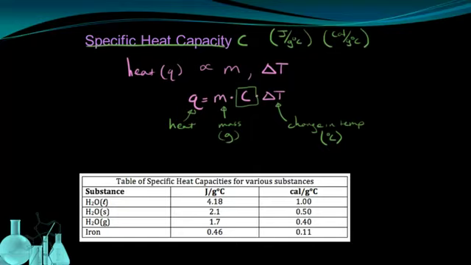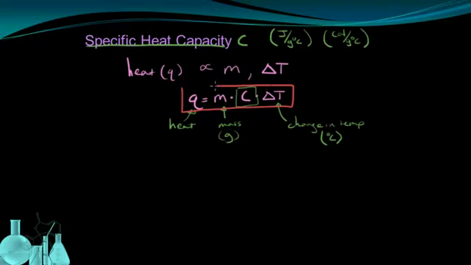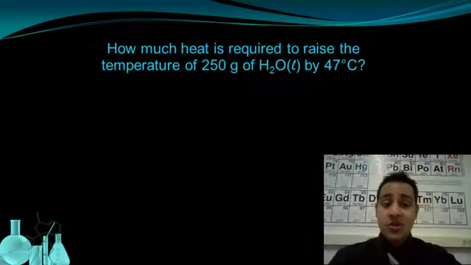It's also interesting to point out that water has different specific heat capacities at different phases. Ice cannot absorb as much heat as liquid water, and vapor can absorb even less heat. Let's take a look at how we can use this equation to figure out the amount of heat needed to change the temperature of a substance. This question is asking us how much heat is required to raise the temperature of 250 grams of water, liquid water, by 47 degrees Celsius.